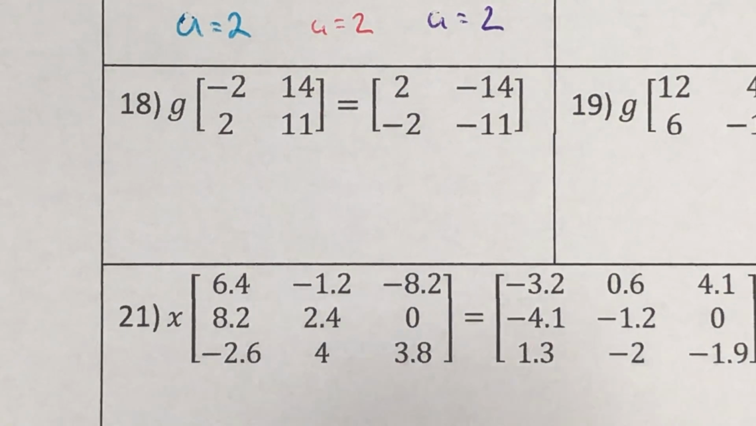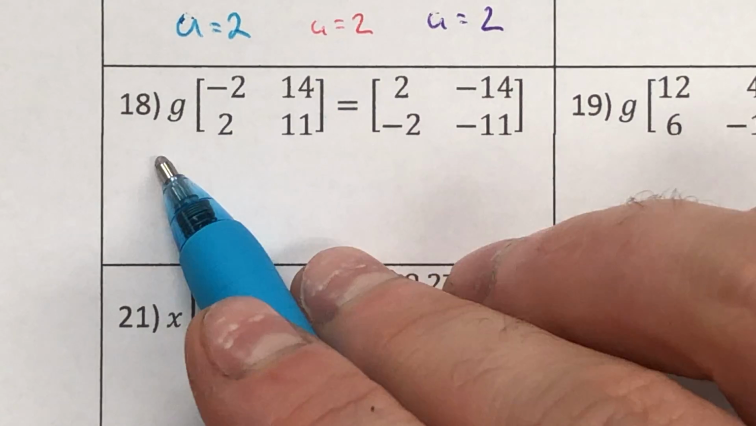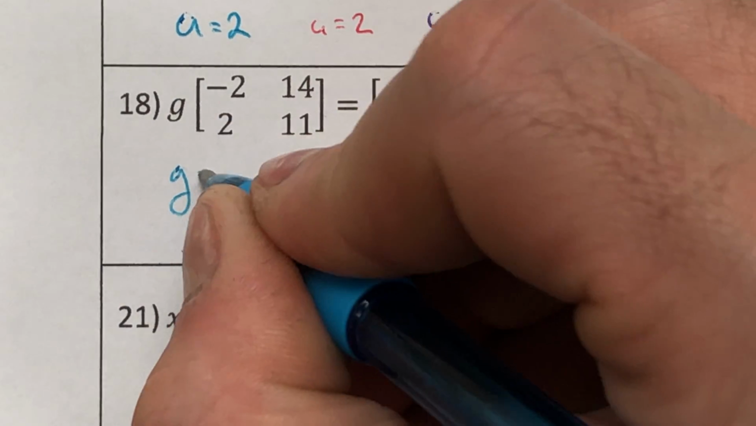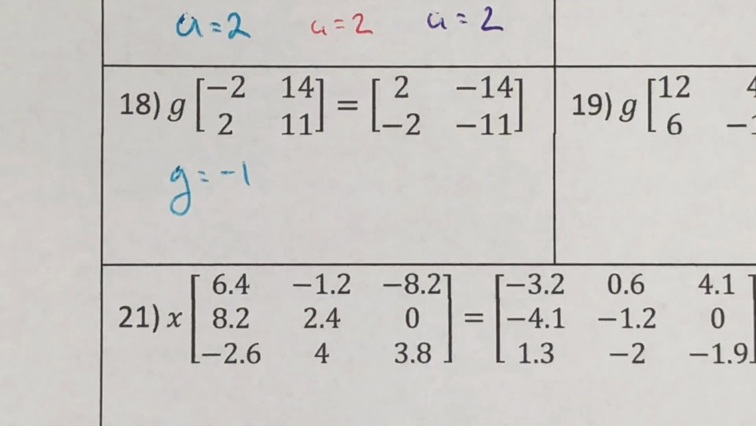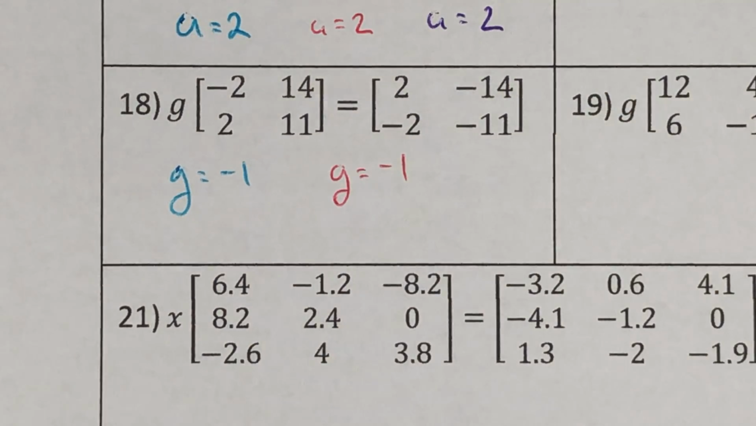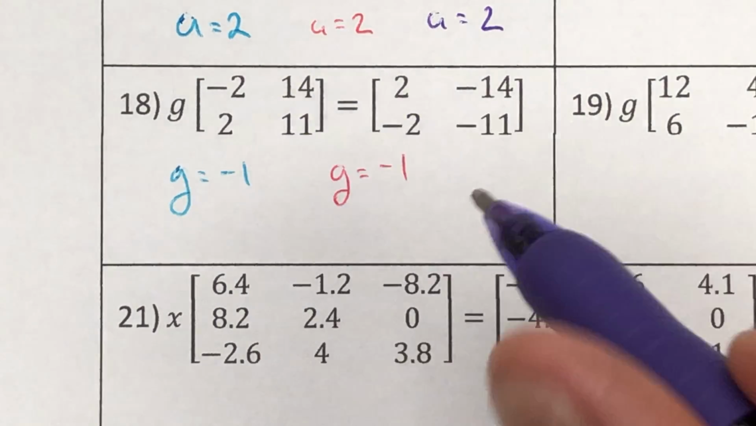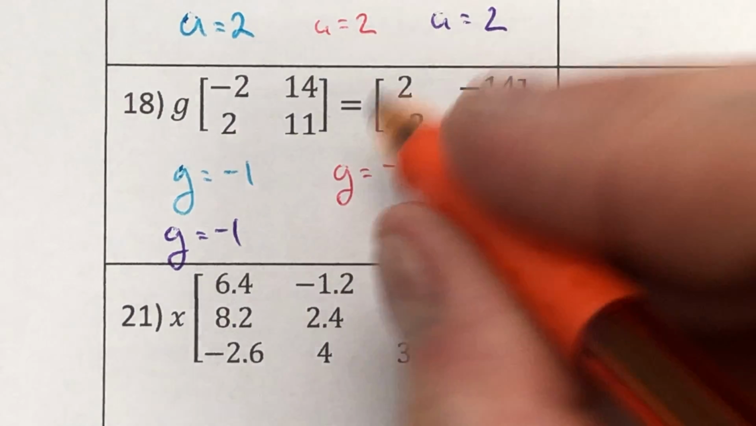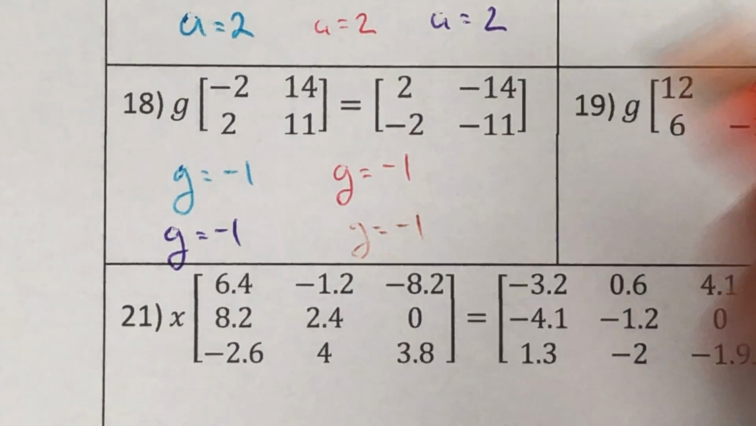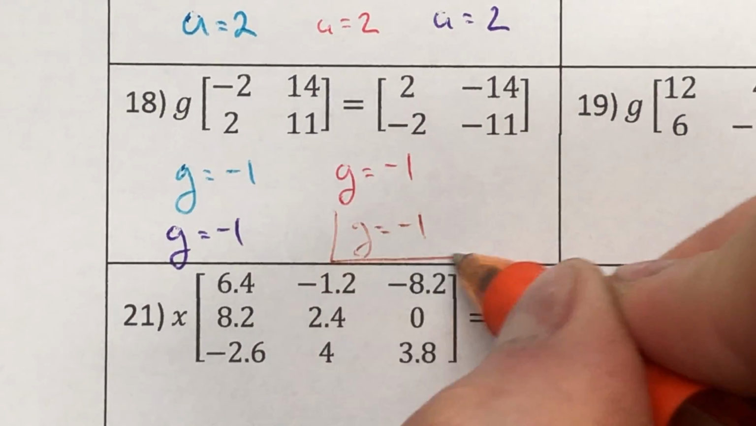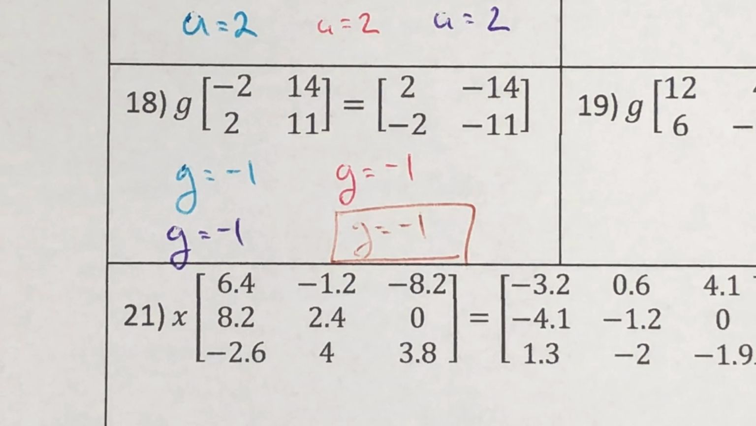If I look at number 18, I've got 4 different things that I can check. I only really need to check one of them. What times negative 2 is positive 2? Well, it sounds like G is a negative 1. I could check another one. What times 14 is negative 14? Well, again, negative 1. What times 2 is negative 2? Negative 1. What times 11 is negative 11? Negative 1. Again, it doesn't matter which one you pick. All of these are your individual answers. G is equal to negative 1.